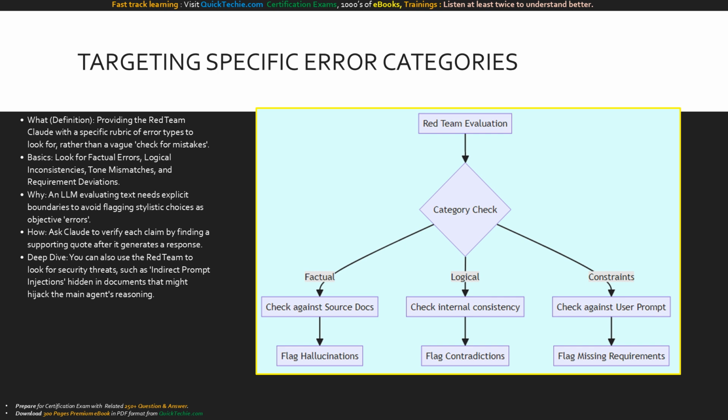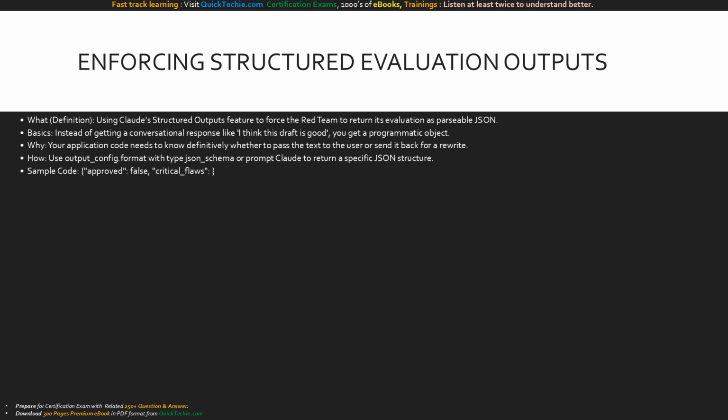This structured approach leaves no stone unturned. To automate this pipeline, we must enforce structured evaluation outputs. What is this? It's using Claude's capabilities to force the red team to return its evaluation as strict, parsable JSON. The basics. We don't want a conversational paragraph saying, "I think this looks okay." We want a programmatic data object.